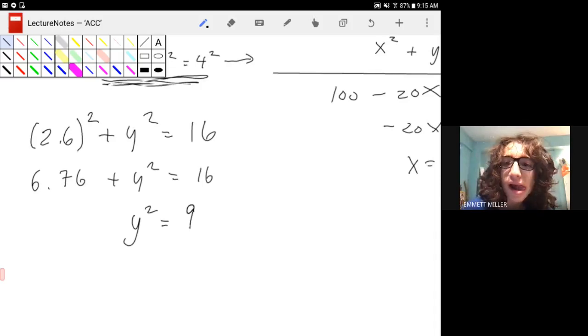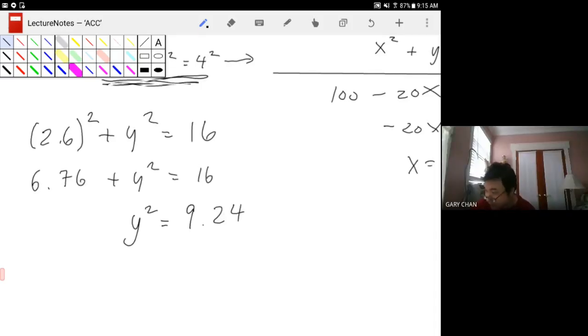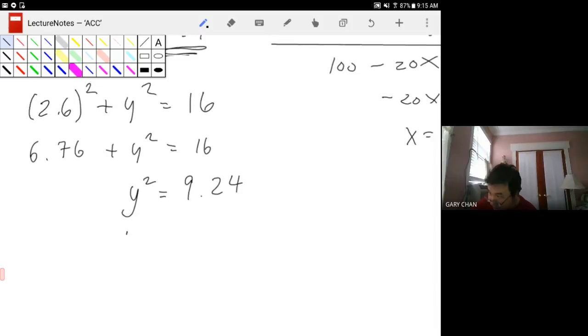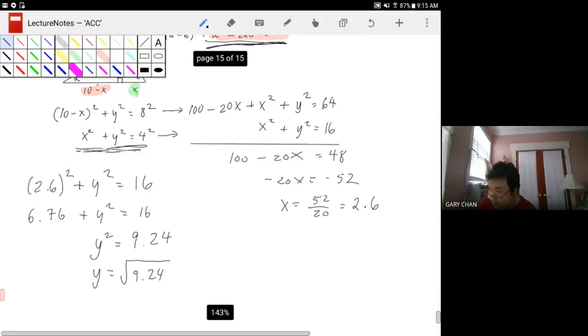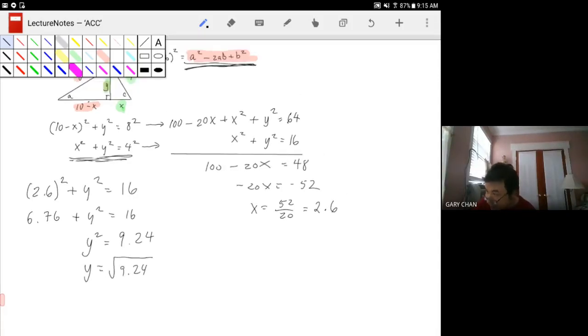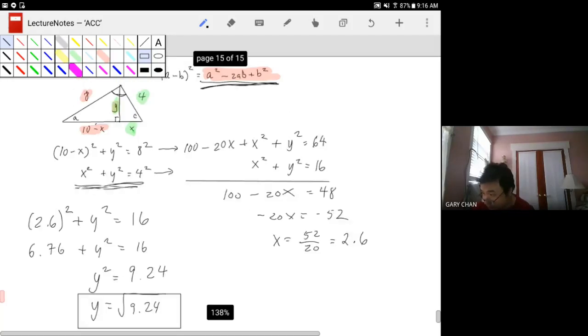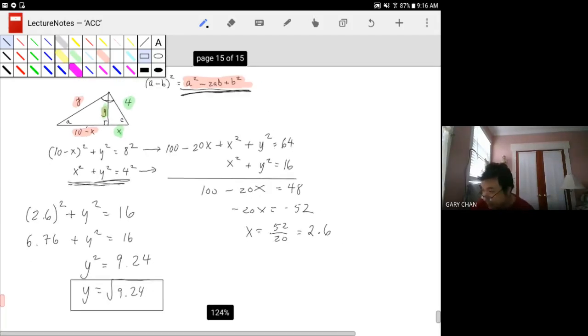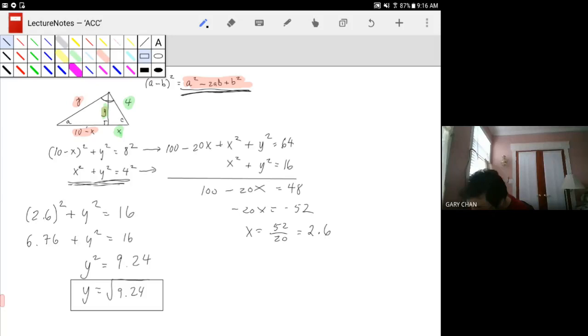9.24. I agree. Okay, and then we're going to take the square root of that, and that's what y is. And again, we're going to hold off on rounding. Let's not enter that into the calculator, because whatever answer we get will end up being an approximation. So we're going to hold off on rounding for now. So that's the solution for y, and we have our answer for x. We're not 100% done yet.